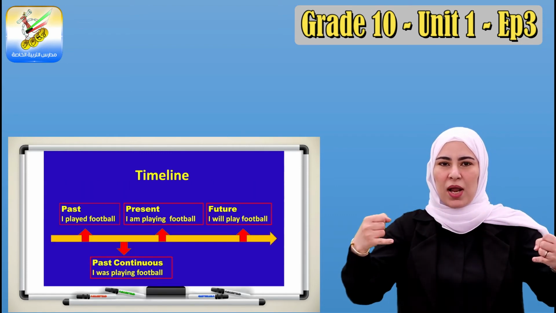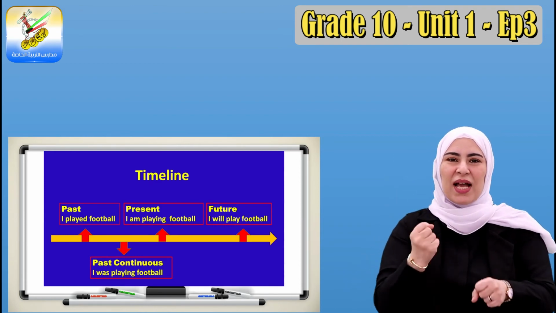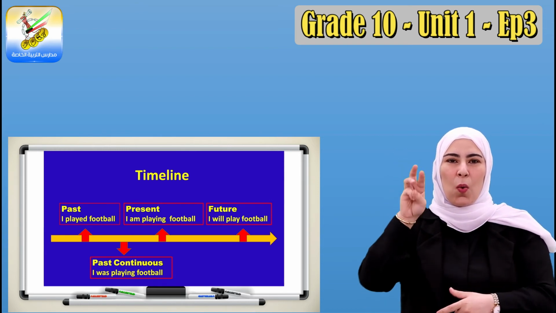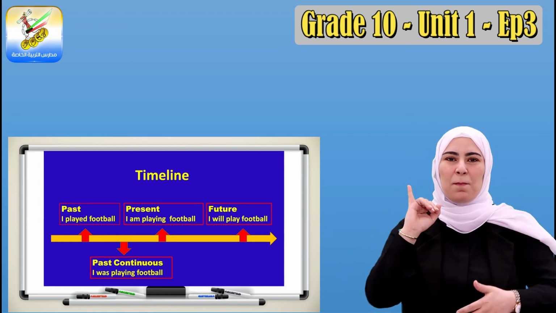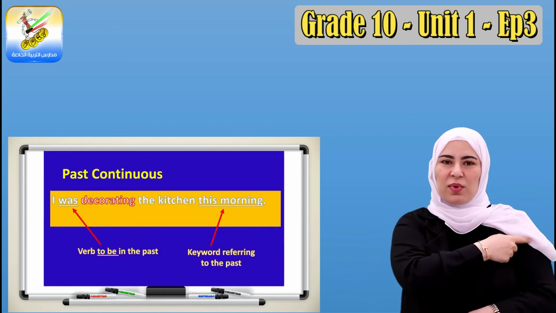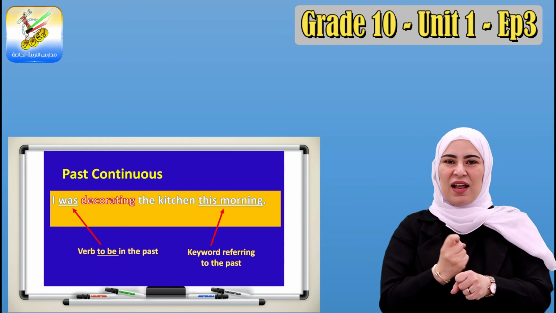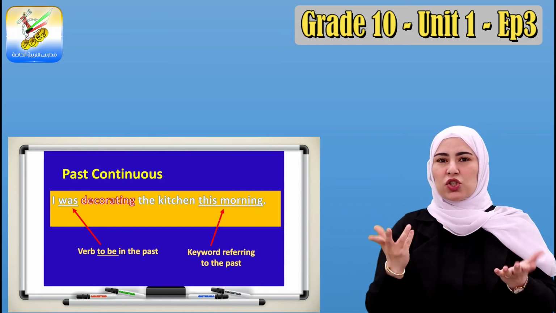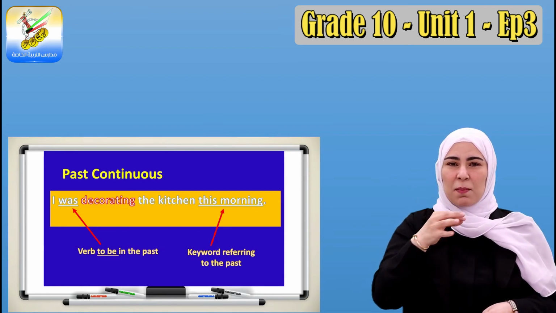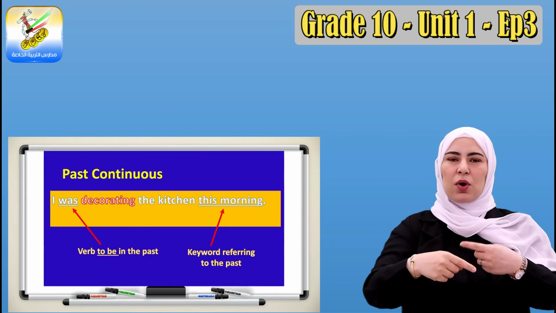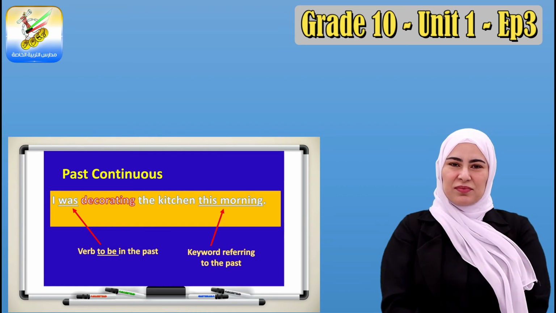We mentioned the past continuous. In the past continuous, we use the verb to be, was, as you can see, and then we add ing to the verb. So it will be, I was playing football. Let's take an example. I was decorating the kitchen this morning. Now the verb to be, was, refers to the past, and I have the verb with ing. And then, in the kitchen, this morning, refers to the past also.